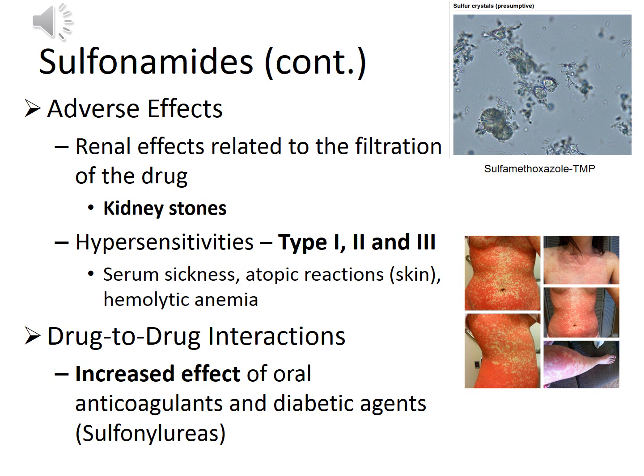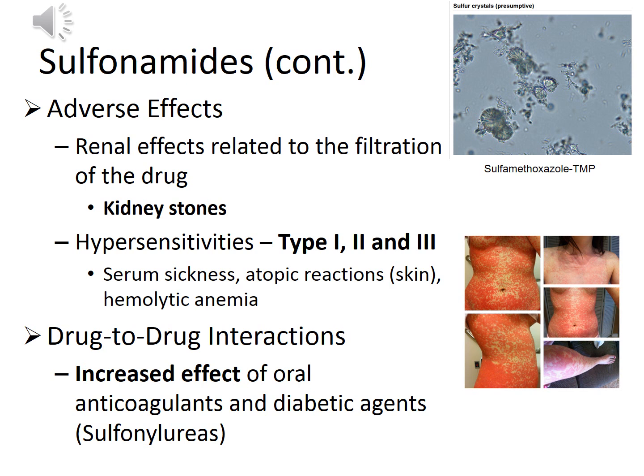And so all the way from atopic skin reactions, which we're seeing on the right-hand picture over there, or even anaphylaxis, which both of those would be our type 1 reactions, to hemolytic anemia, which is a type 2 cytotoxic reaction, or serum sickness, which would be a type 3 hypersensitivity. So much like we saw with the penicillin drugs.